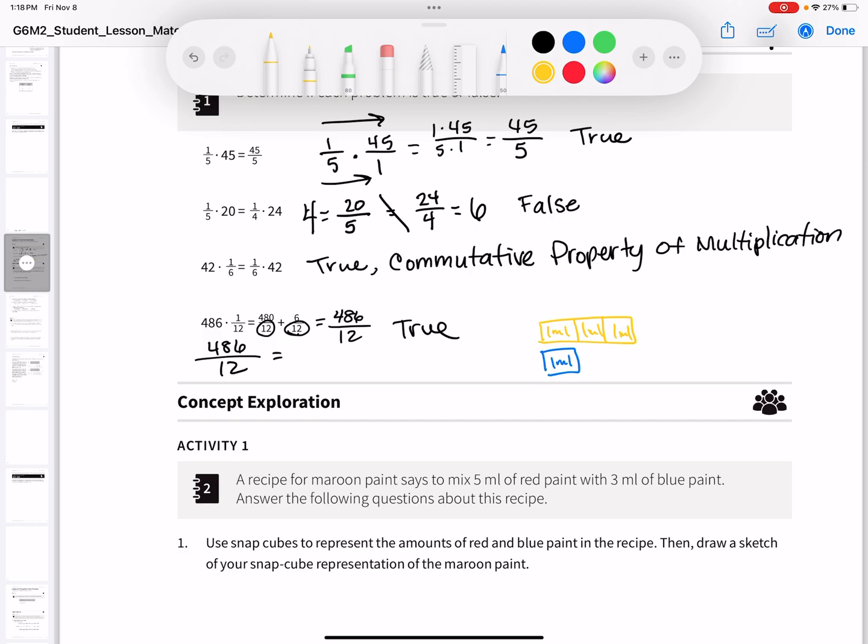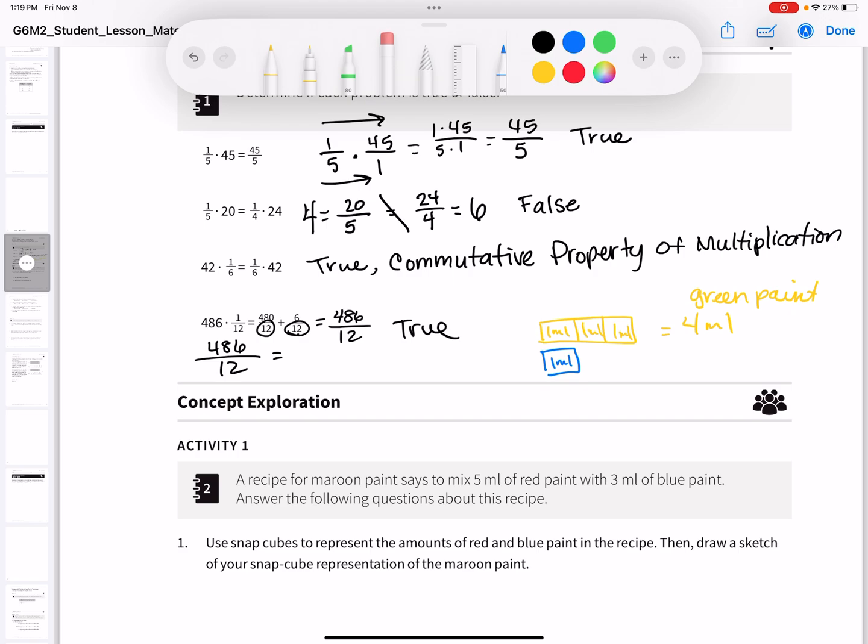Okay, so how much green paint will this recipe yield? Well, when we put 3 milliliters of one plus 1 milliliter of another, it'll yield 4 milliliters total of green paint. Because when we mix yellow and blue together, we get green. So what happens if each of these cubes actually equal 2 milliliters instead of 1 milliliter? How much blue and yellow do we get now?